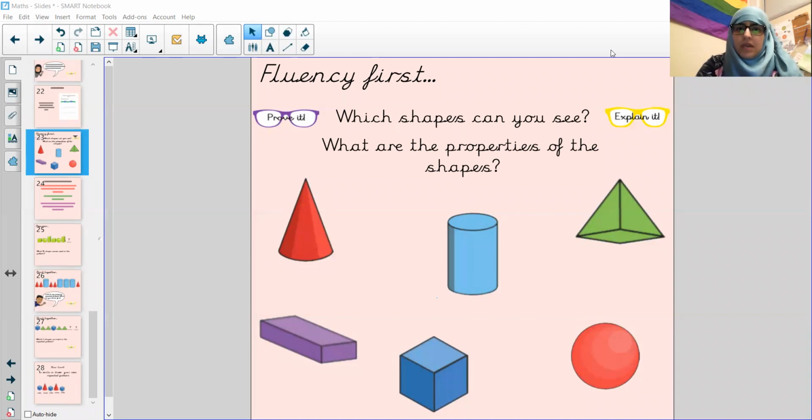Well done for all your amazing learning that you've been doing in maths over the week. I know it's been a little bit tricky doing 2D and 3D shape without the shapes in front of you, but you've done really, really well. So let's have a little bit of a rewind. Okay, and let's have a little think. Which shapes can you see and what are the properties of the shapes? Remember, the word properties is what is special about that particular shape. Have a little think.